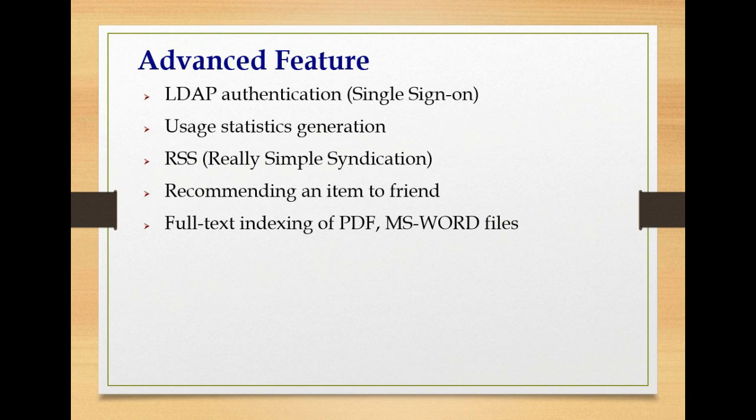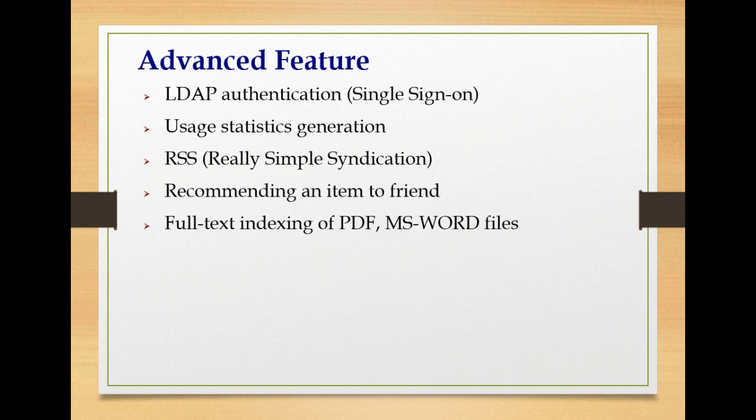The RSS, really simple syndication, with the help of the feed, you can develop an Android application to fetch the information of your repository, and also you can use the feed in any RSS reader to get the information, and you can remain updated with the latest updates in your repository. It allows you to recommend an item to a friend, and it allows full text indexing of digital objects like PDF and MS Word files.